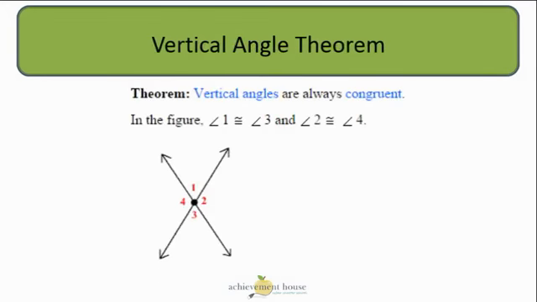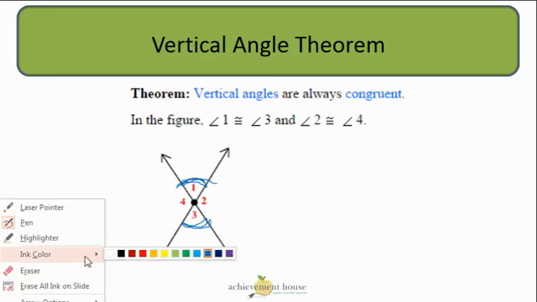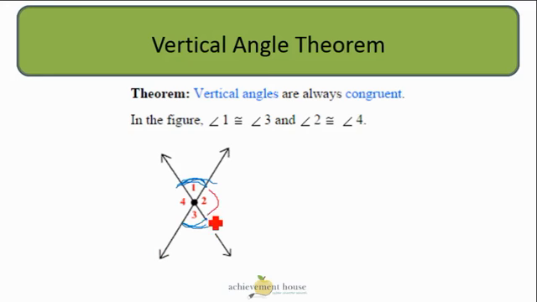First actual theorem we're going to talk about in this class is the vertical angle theorem. The theorem says vertical angles are always congruent. So that means their measures are always exactly the same. So in this figure, that theorem is saying that angle 1 and angle 3 will always be congruent. And it's saying that angle 2 and angle 4 are congruent no matter what.